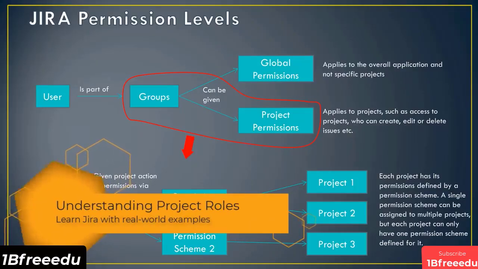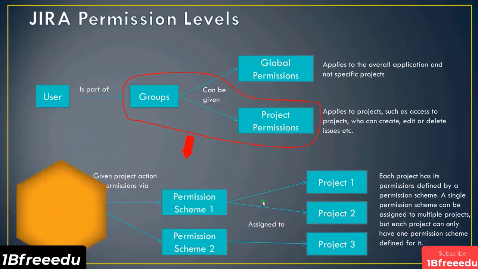Okay, we've taken a look at users, groups, and permission levels. And we identified the two permission levels, and we saw some examples of the global permissions that Jira has. And we've also taken a look at how project permissions are assigned. And basically they're assigned through a permission scheme which defines all the different actions that can be performed on the project, and you're able to give each of those permissions to individual users or groups within that permission scheme, and then you can assign that permission scheme to a project.